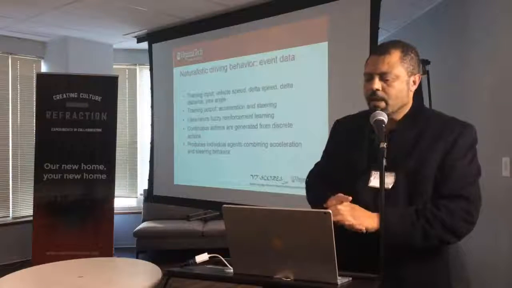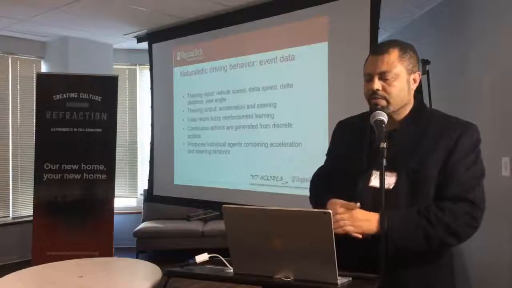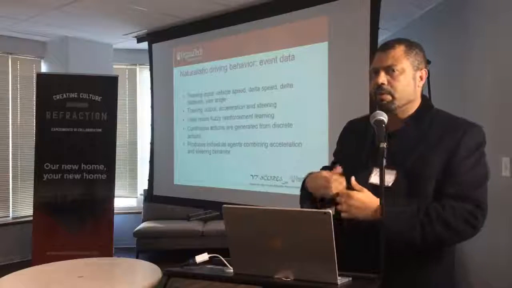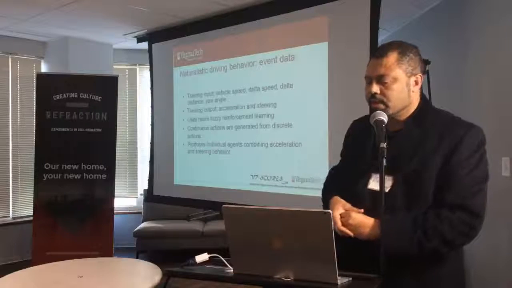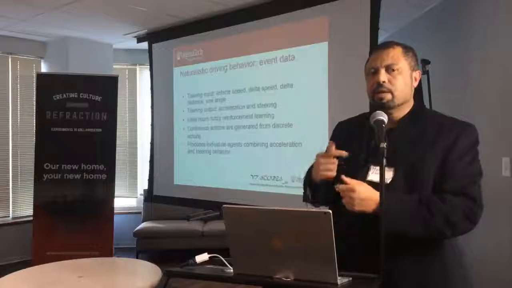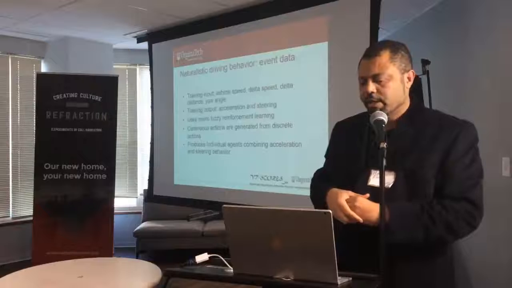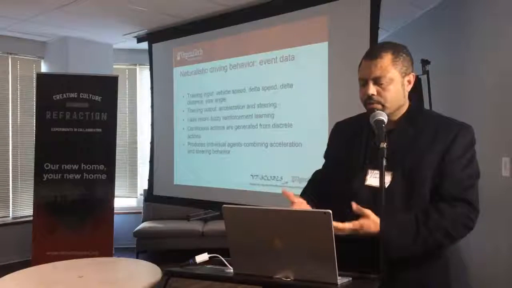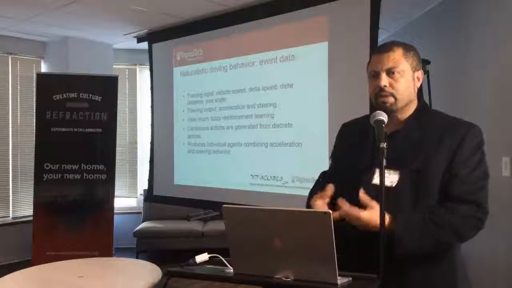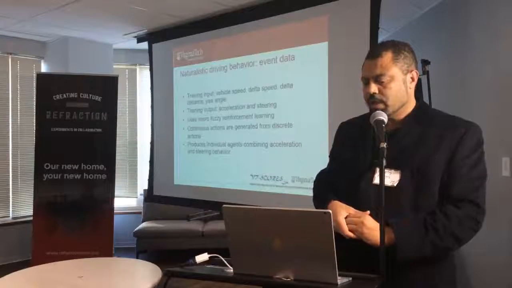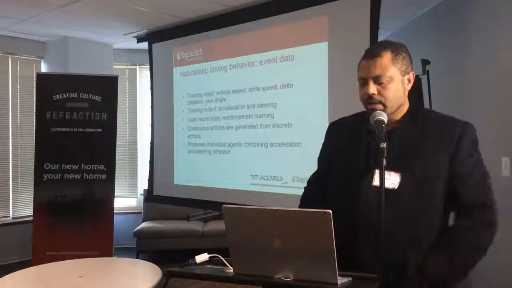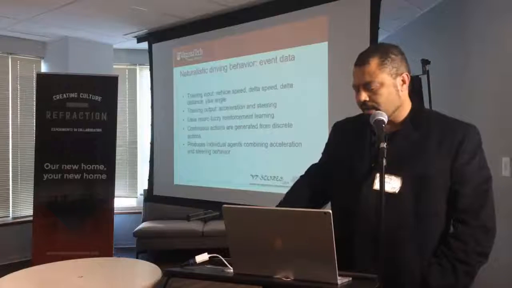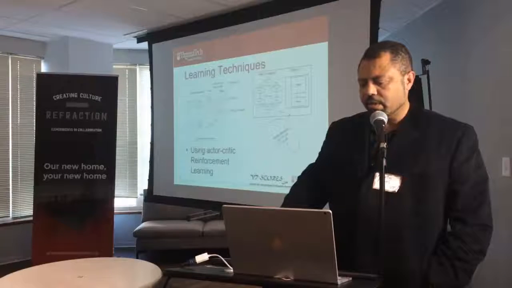So the first data set is the naturalistic driving data. The training input is vehicle speed, the difference in speed between the vehicle and the vehicle in front, the difference in distance, and the U angle, so that you can incorporate car following with lane changing at the same time. The output is acceleration and steering, using some neuro-fuzzy reinforcement learning techniques, so machine learning and analytics comes into the picture here. Continuous actions are generated, and basically what we end up with is an individual agent who is combining acceleration and steering behavior together.